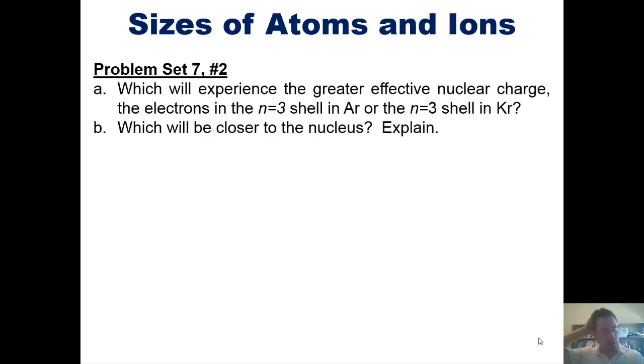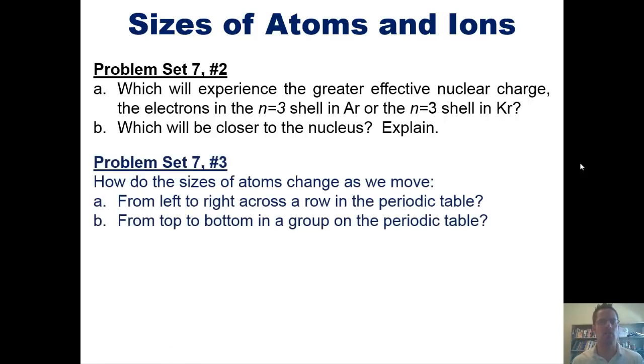That takes us to a set of lecture problems from the problem sets that I give my students in class. You'll remember from an earlier video that I asked and explained which will experience a greater Z effective, or effective nuclear charge, the electrons in the n=3 shell in argon or in the n=3 shell in krypton. That leads us to the second question. Which of those electrons will be closer to the nucleus? Explain.